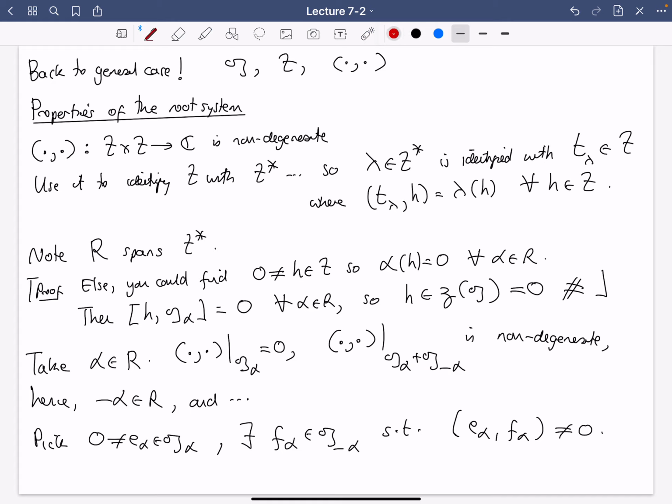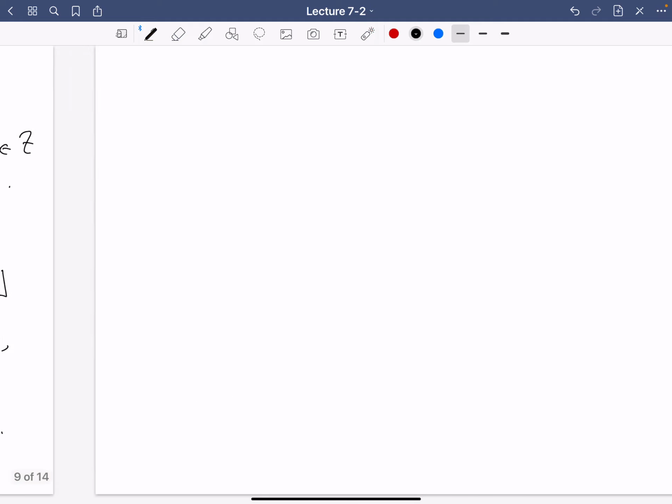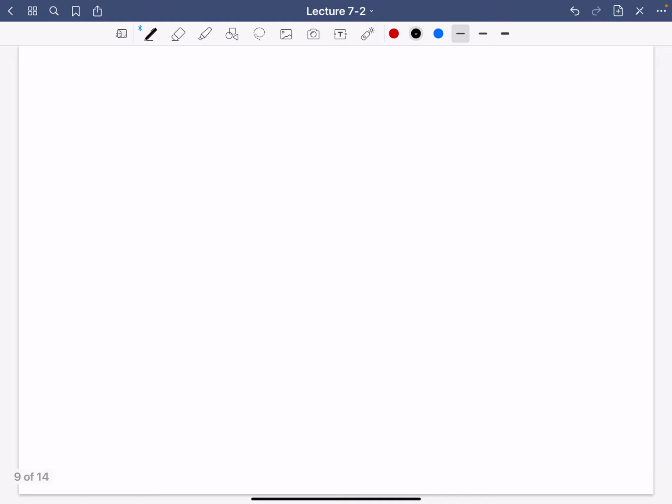So I know there's some choice here, which is going to be annoying, and we'll have to work on that choice. But I've made an initial choice for each alpha, some non-zero E alpha in G alpha, and then there's a unique, actually, F alpha in... Actually, no, we don't even know that's unique. There is at least some F alpha in G minus alpha, so that inner product is non-zero. So now let's work at kind of refining our choices just a little bit.